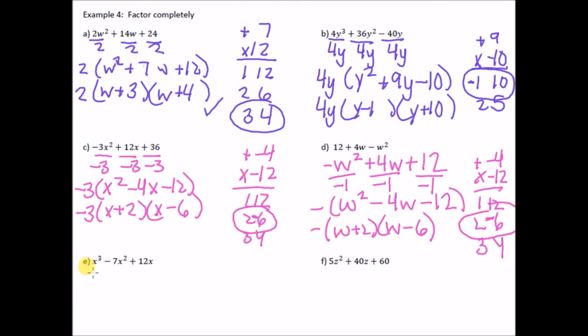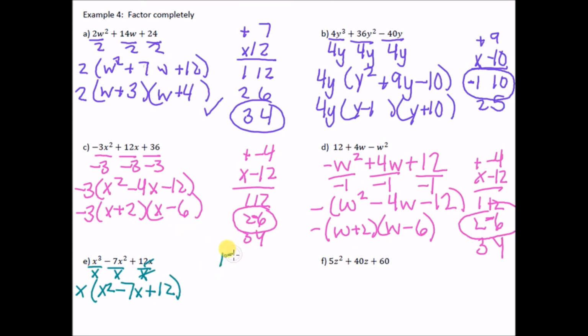Okay, E. We have x cubed minus 7x squared plus 12x. Well, I see that each one of these terms has an x in it. So x is going to be our common factor. Now, x cubed divided by x gives us x squared. Minus 7x squared divided by x gives us negative 7x. And then these x's cancel and we're left with positive 12.